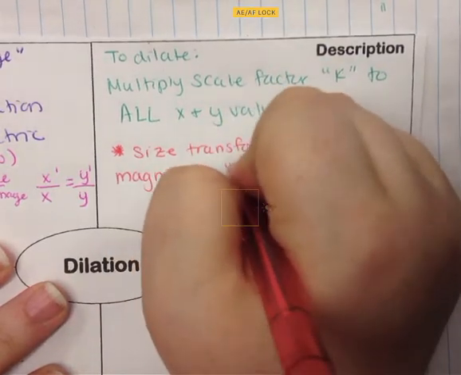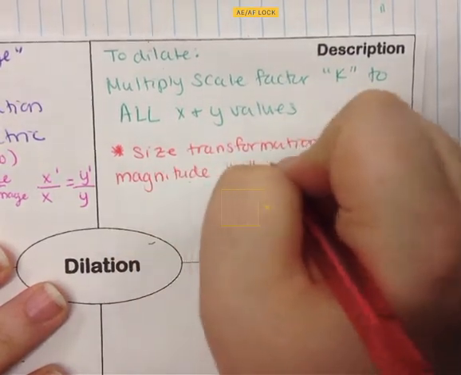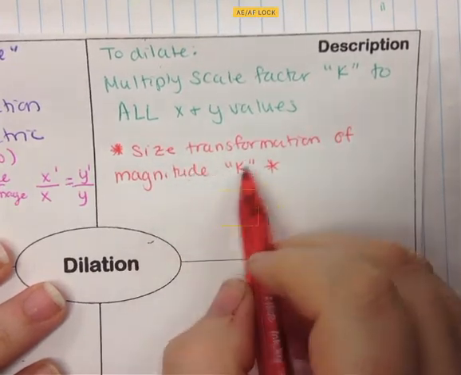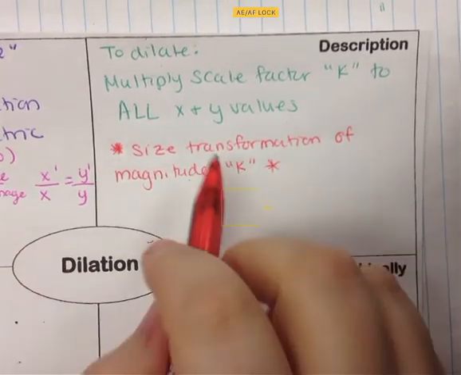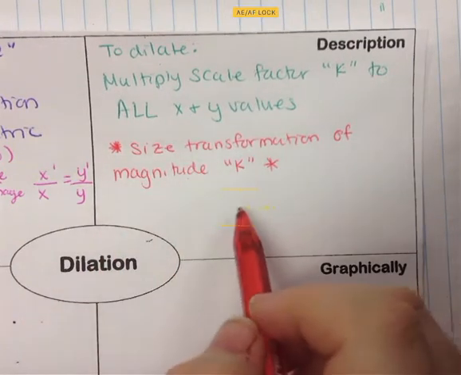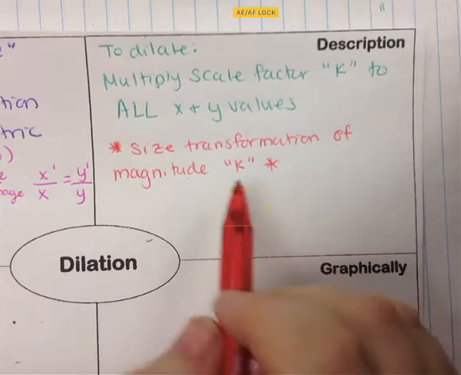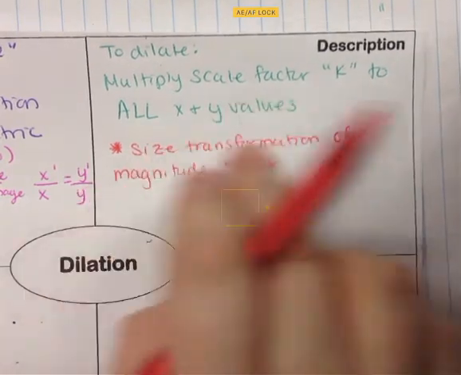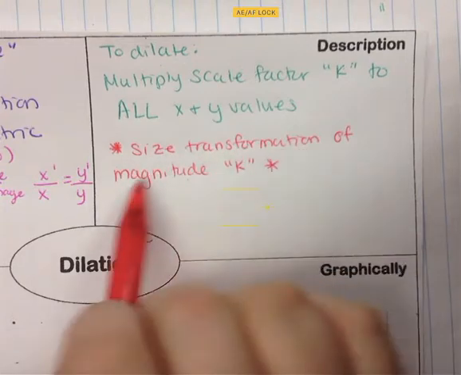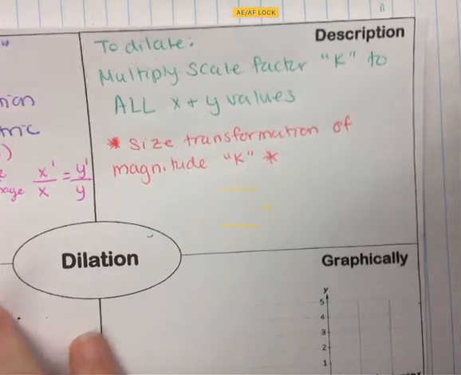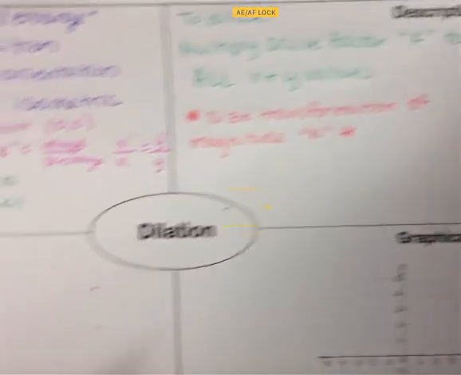Magnitude k. Because it'll tell you size transformation, you're multiplying by your scale factor. This is just the fancy terminology of saying multiply by k. So you're dilating by k. So it'll always be size transformation because you're dilating, that means dilation. Magnitude k, that means your scale factor of k. That's just the fancy terminology.